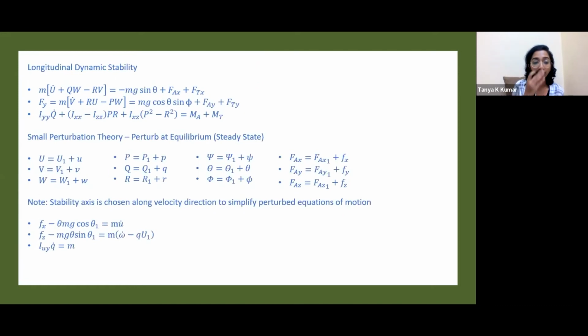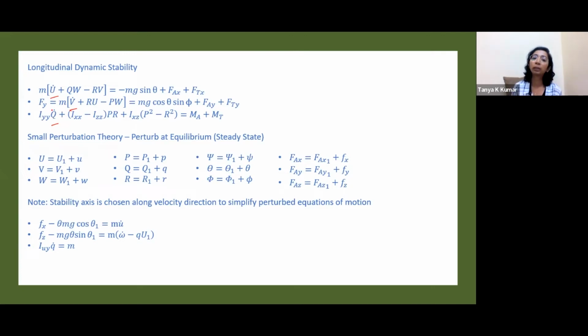Next, we considered only the longitudinal dynamic stability. Longitudinal dynamic stability is the motion in the x-axis and z-axis, the xz plane, and the rotation, that is the pitching moment about the y-axis. So you have three terms out of the 6 degree of freedom equations; three of them are the motions in the longitudinal plane. So you have u dot, w dot, and q dot. These are the three quantities that we will be analyzing.